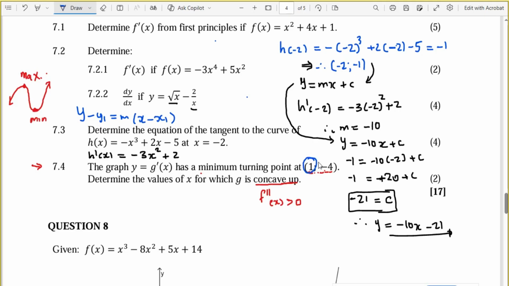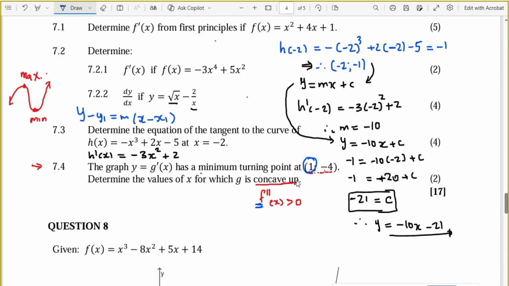Okay, so this x value, since it is the second derivative, becomes what we call the point of inflection. You understand? The point of inflection is where the graph changes concavity.